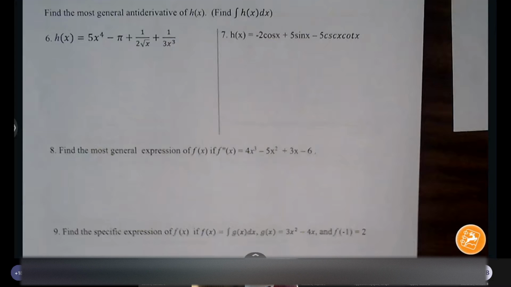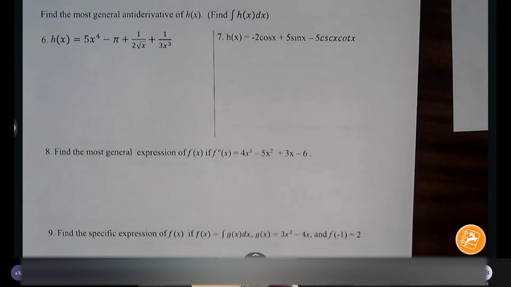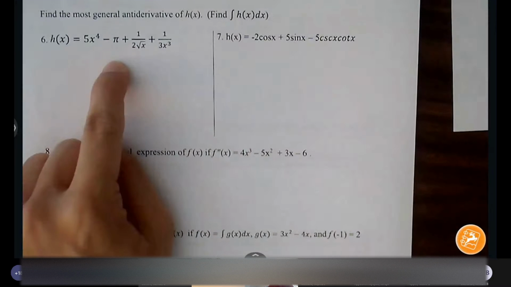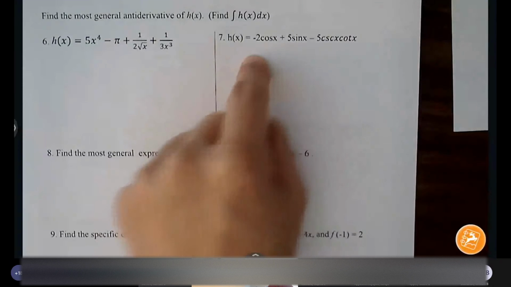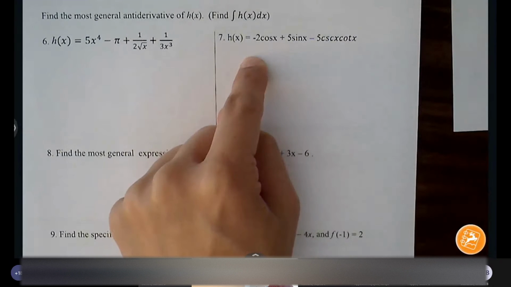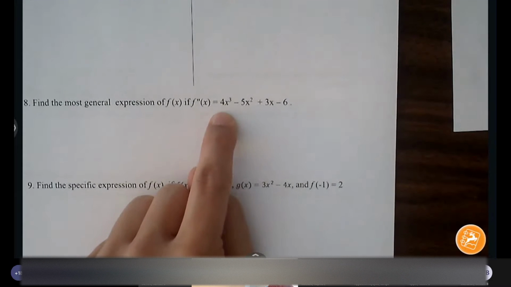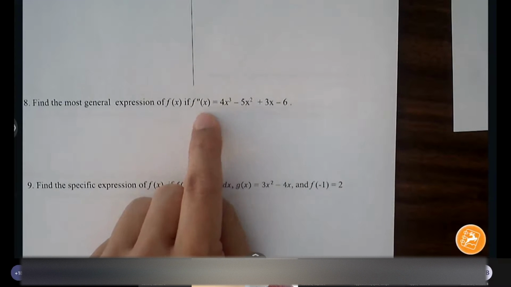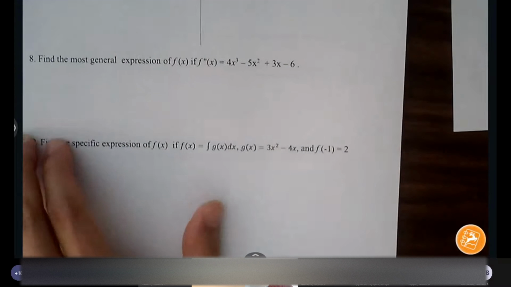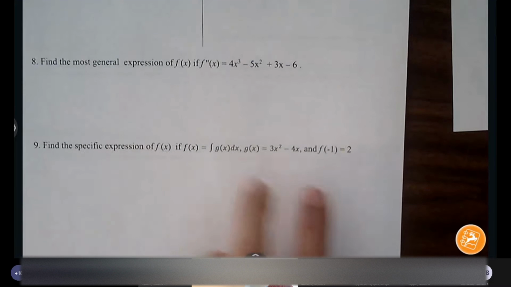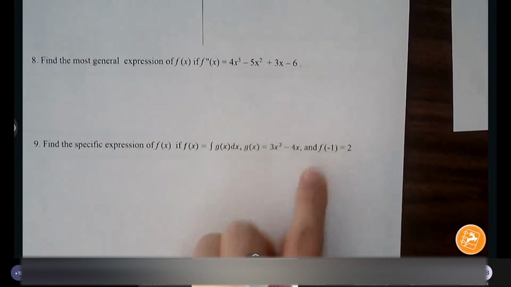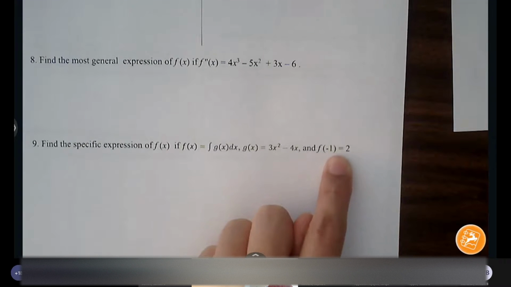Numbers 6 through 9 are more recent topics where we have to find the antiderivative using power rule, find the antiderivative using trig integrals, and find the antiderivative using power rule, but we have to go through it twice, and along the way the constants will show up, plus C, plus K. And then finding a specific expression, so having to solve for C using an ordered pair that's provided.